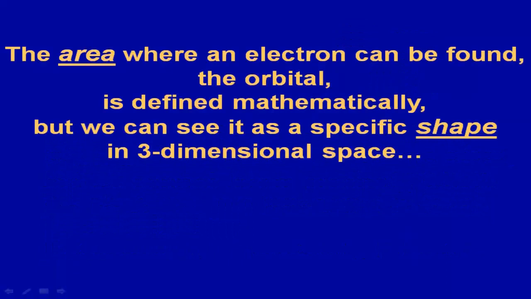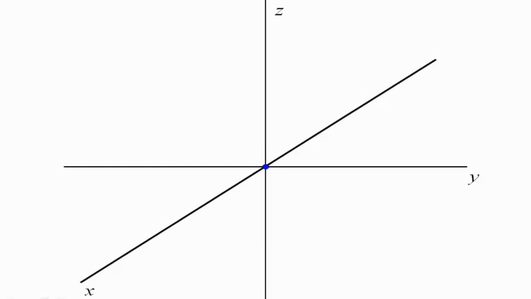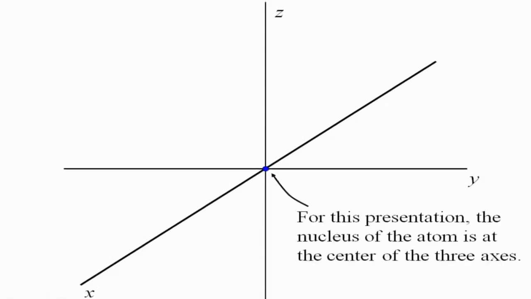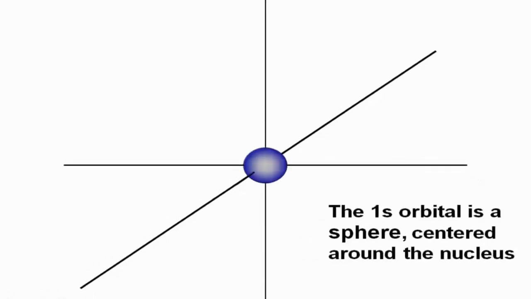So the area where the electron can be found, the orbital, as we just said, is defined mathematically. But we can see it as a specific shape in three-dimensional space. So we're going to take a look at that three-dimensional space. We're going to define it with the three axes x, y, and z, the intersection of which will be our nucleus. So our first orbital is going to be the 1s orbital.